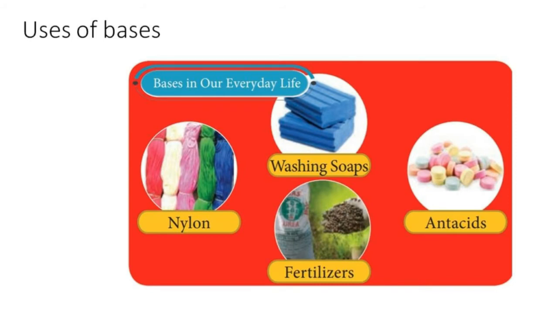Uses of bases. Potassium hydroxide is used to make bathing soaps. Sodium hydroxide is used to make washing soaps. Sodium hydroxide is also used in paper industries, textile industries, and in the preparation of medicines. Calcium hydroxide is used for whitewashing. Aluminum hydroxide and magnesium hydroxide are used in antacids to cure acidity problems. Ammonium hydroxide is used to manufacture fertilizers, nylon, plastic, and rubber.